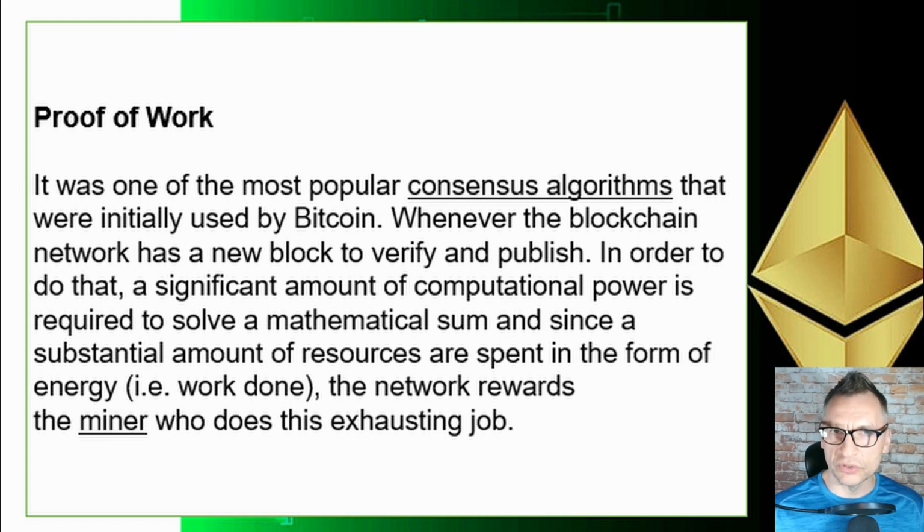In any case, proof of work was one of the most popular consensus algorithms that were initially used by Bitcoin, and it's still used today by many cryptocurrencies. Whenever the blockchain network has a new block to verify and publish, a significant amount of computation power is required to solve a mathematical sum, and since a substantial amount of resources are spent in the form of energy, work being done, which creates value, which actually gives the cryptocurrency its value. The network rewards the miner who does this exhausting job.